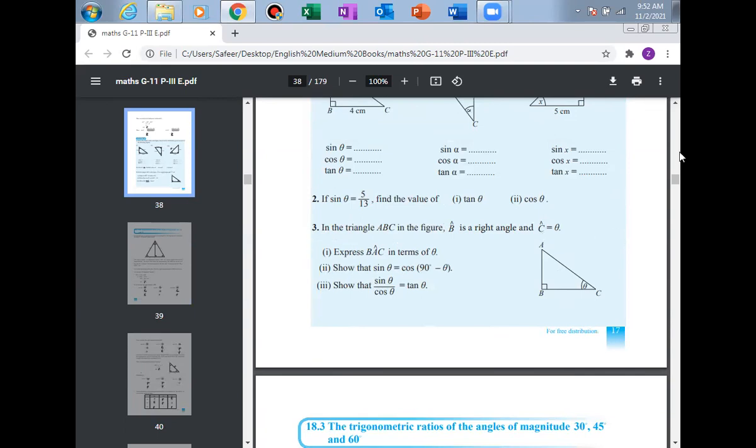See this question. In the triangle ABC, in the figure, B is a right angle, C is theta. Express BAC in terms of theta. Show that sin theta is equal to cos 90 minus theta. Show that sin theta over cos theta equals tan theta.